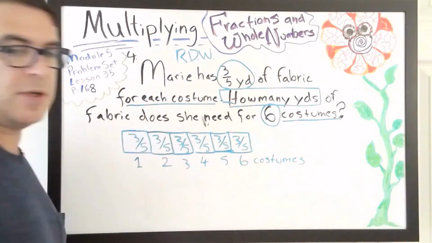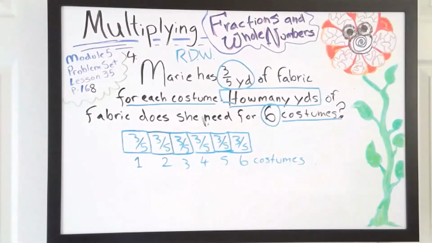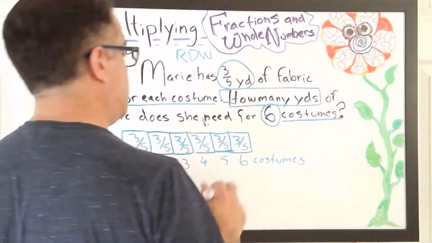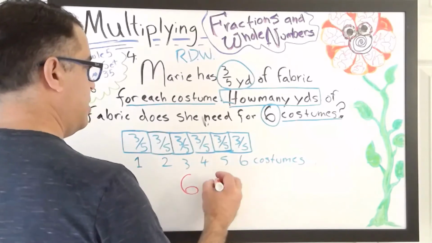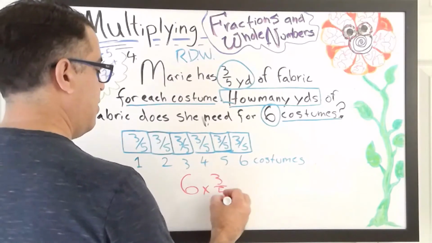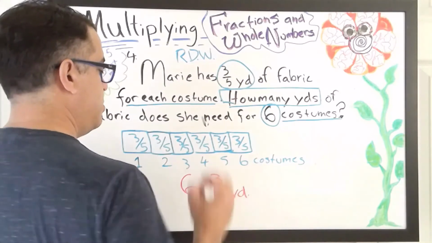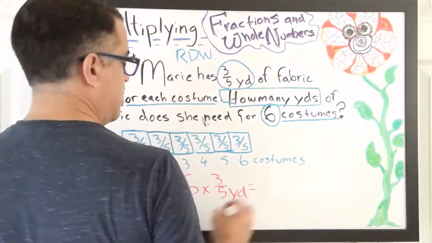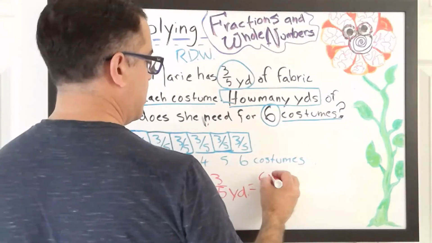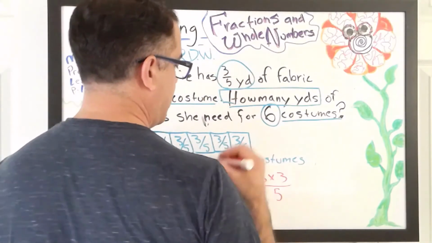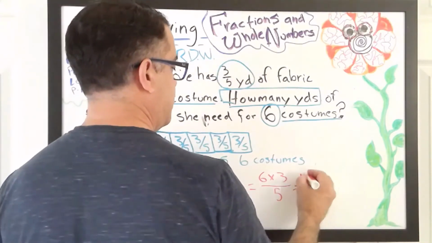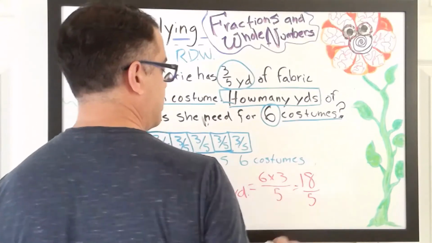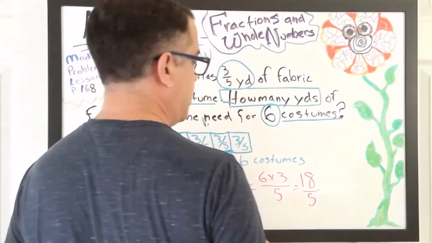Okay, let me get a different color to do the math. So this is part of our writing. We did the reading, we did the drawing, and now let's do the writing by making a math sentence. So we have 6 times 3/5 yards. Don't forget your units. Okay, so we're actually saying 6 times 3 over 5. 6 times 3 is 18, so that's 18/5. And if we added all these 3's up, we would get 18 too.